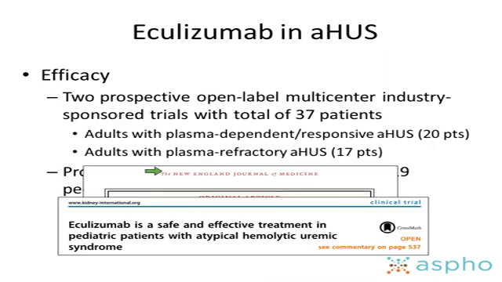Unfortunately this graphic won't show up either, but there are two prospective adult trials that were performed with 37 patients, and this was published in the New England Journal a number of years ago. This included both plasma-responsive patients who were plasma-dependent, as well as plasma-refractory patients who had clinical deterioration despite being on sufficient plasma therapy. More recently published in Kidney International was a prospective trial in children with 19 pediatric patients.